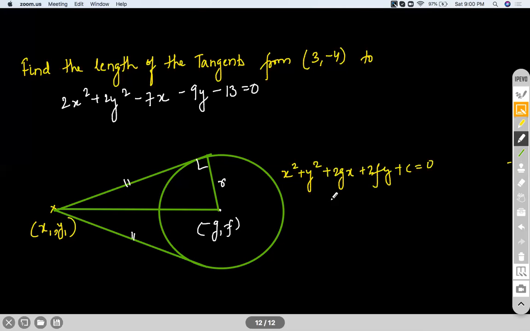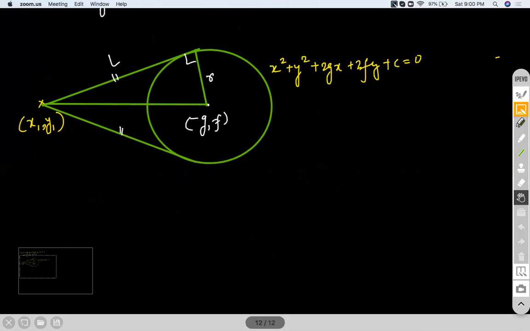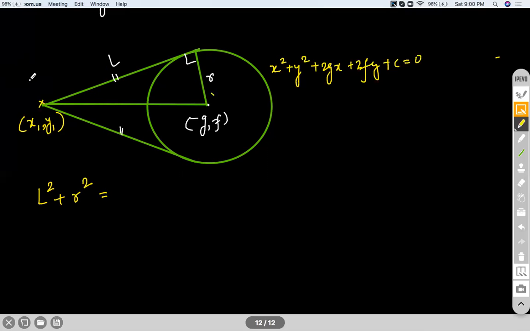Correct. Now this point is known to you as the center of the circle, and this length is nothing but the radius of the circle, isn't it? And let's say this is the length of the tangent. Let me call it L. So can I say L square plus R square will be equal to the square of the distance between the point P and the center C, that is PC square? L is not known, so let it be L square. Can I say R square is g square plus f square minus c?